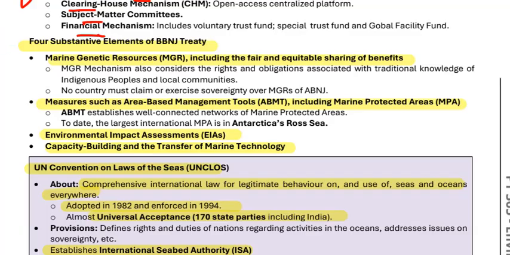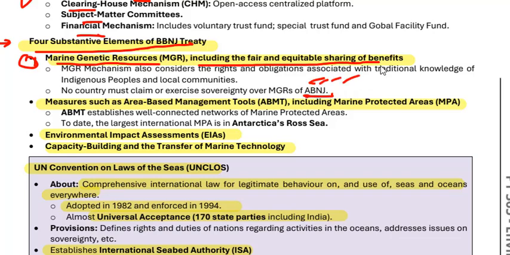There are four substantive elements of the BBNJ treaty. First is marine genetic resources, that is MGR, including the fair and equitable sharing of benefits. The MGR mechanism also considers the rights and obligations associated with the traditional knowledge of indigenous peoples and local communities. No country may claim or exercise sovereignty over the MGR of ABNJ. What is ABNJ? We have already seen, that is areas beyond national jurisdiction.